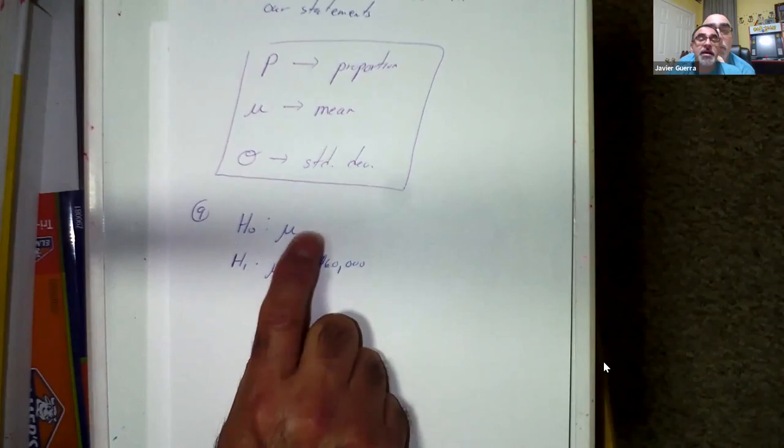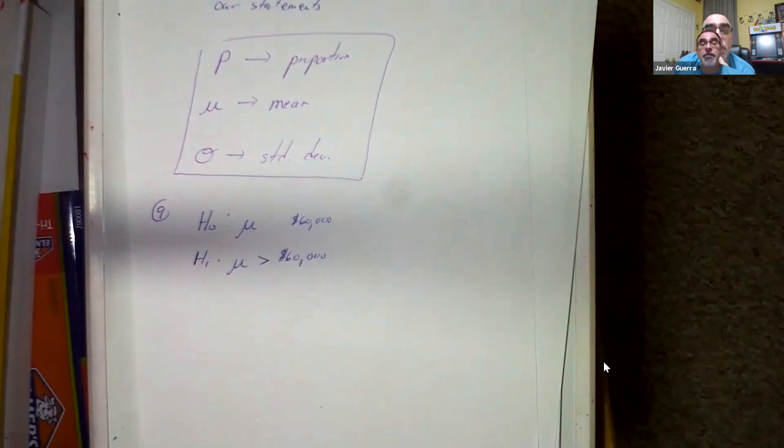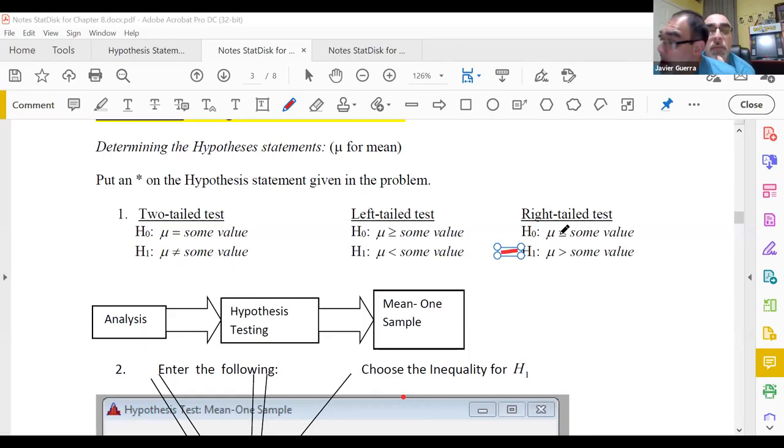I'll give you a hint. You're going to use the same number, but the inequality symbol is going to be different. What would it be? If I have greater than, that means the other one is less than or equal to. Right. So we're looking at this one. I spotted my greater than.